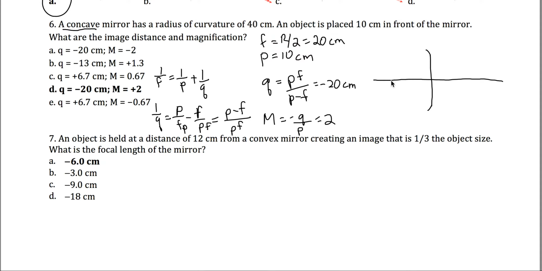So I'm going to put the focal length over here. That's my focal point. That's 20 centimeters. And then the object is placed halfway here. So I'm going to draw the object like this. And then let's see what happens when you draw the 3 rays. So we have one ray that goes in parallel, and then it's going to reflect through the focal point. So it's going to reflect this way.